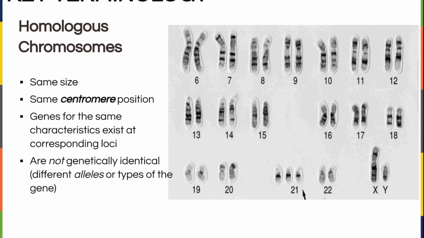So you have within the cells in your body 23 pairs of chromosomes. They come as pairs because one's from each parent. We call these pairs, each corresponding pair, homologous chromosomes. They're homologs. The important thing to remember is that homologous chromosomes are not genetically identical.